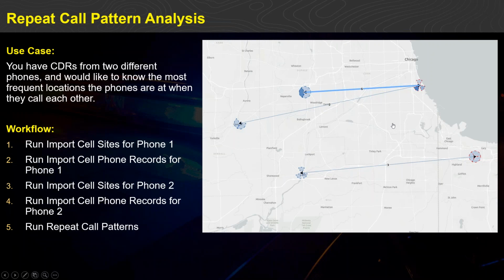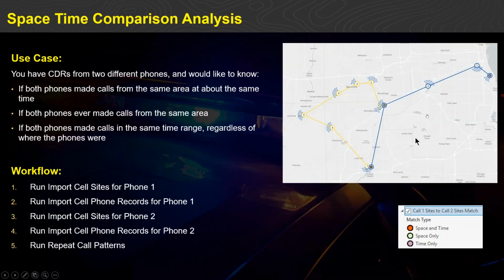The next analytical tool is called the SpaceTime Comparison Analysis tool. And the easiest way to describe this tool is through an example. Actually, I'm going to save the example for when I show you the live version of this. But basically, this tool is going to enable you to ask questions about whether 2 phones were ever in roughly the same place at the same time, or if they were ever in the same place, or if they ever made a call within a certain user-defined amount of time between one another, and where those phones were when they made the call. And running this one works the same way.